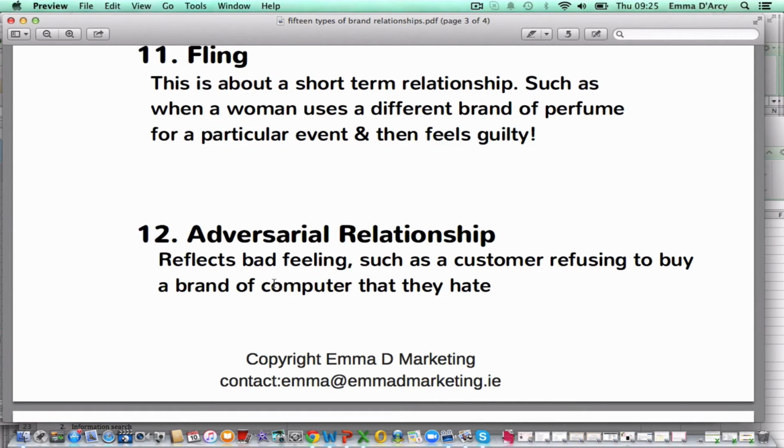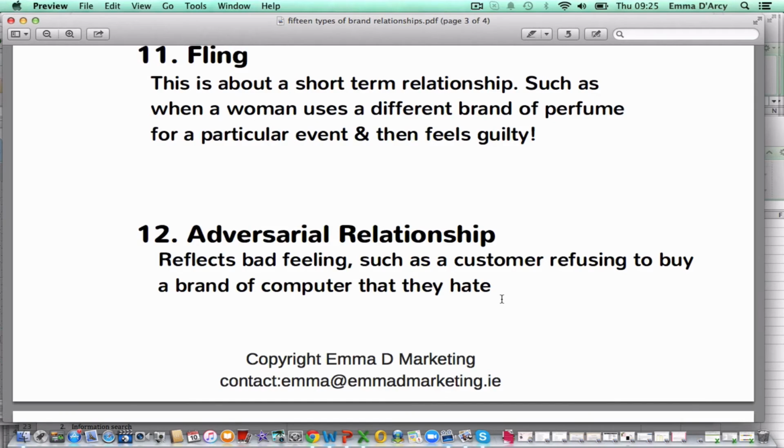Adversarial relationship reflects bad feelings, such as a customer refusing to buy a brand of computer that they hate. Now, this often happens where people get into their head that they hate a particular brand or service or whatever. It could be they hate going to McDonald's just because of everything that it signifies, so they'll never go to McDonald's. It could be that they hate organic food on the other side of the scale, and they'll never go to anywhere that sells organic food.